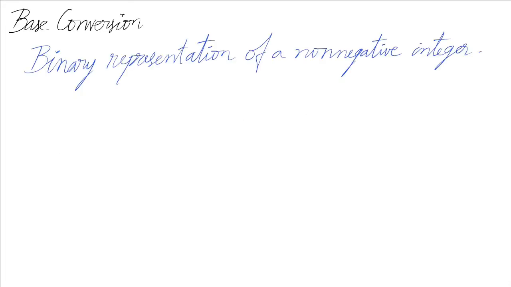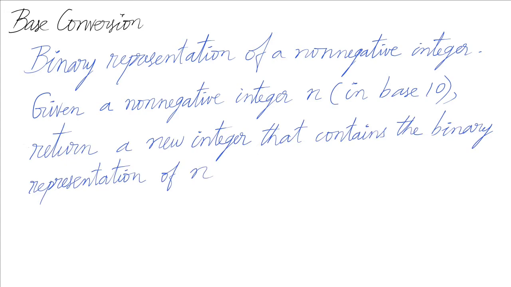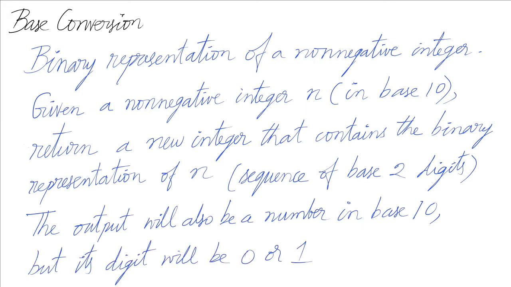Let's work through the base conversion problem. This problem is about binary representation of a non-negative integer. Given a non-negative integer n in base 10, we need to return a new integer that contains the binary representation of n. It will be a sequence of base 2 digits. The output will also be a number in base 10, but its digits will be 0 or 1.